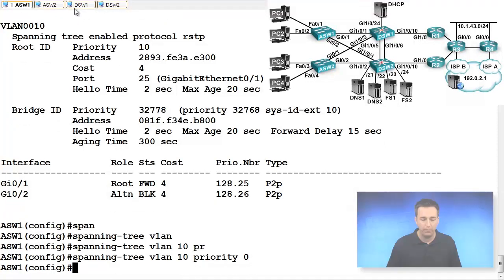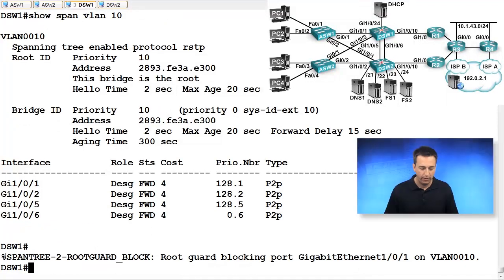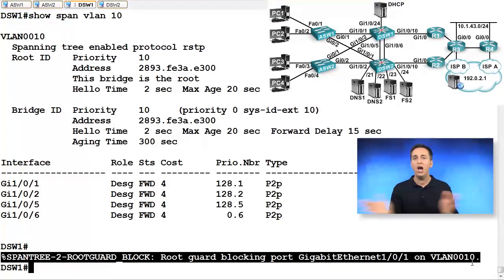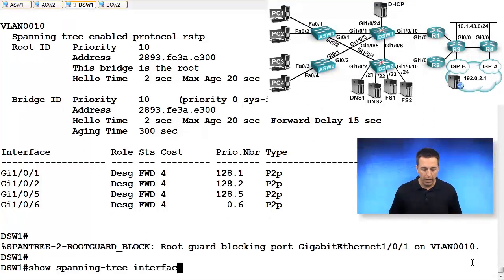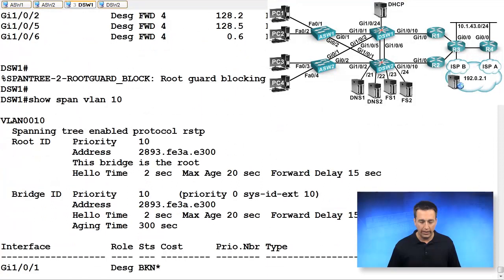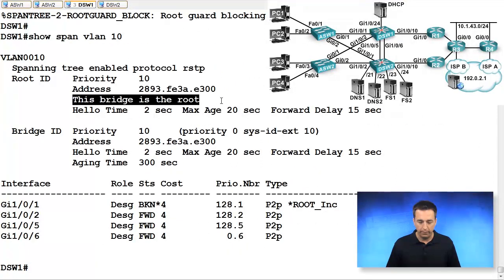So we should become the root bridge, but DSW1, look at that right away, receives that BPDU and goes, whoa, no, not a chance. Why? Because I have root guard enabled on gigabit 101, which states if you receive a bridge protocol data unit with a better bridge ID, don't trust it. It's not supposed to happen that way. So we are protecting this root bridge. So DSW1 remains the root bridge for VLAN 10, as we can see here.